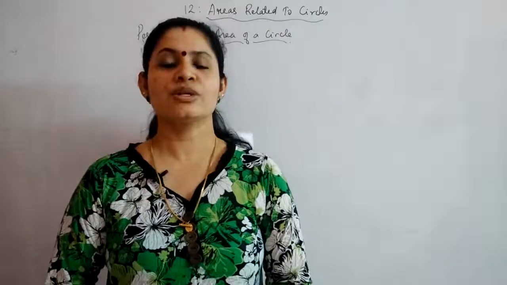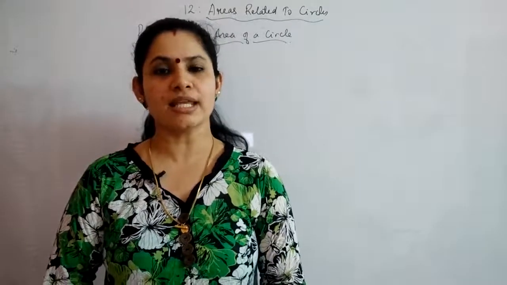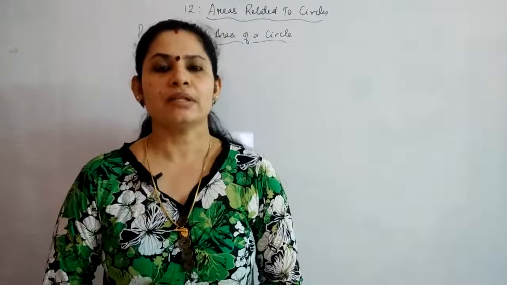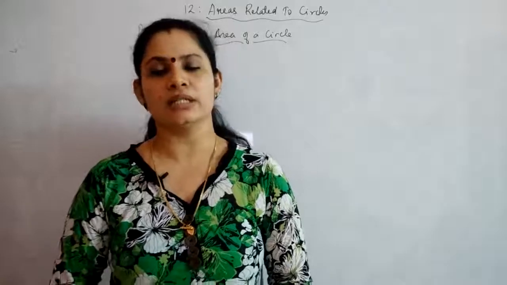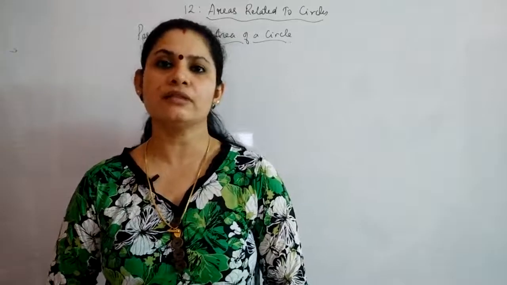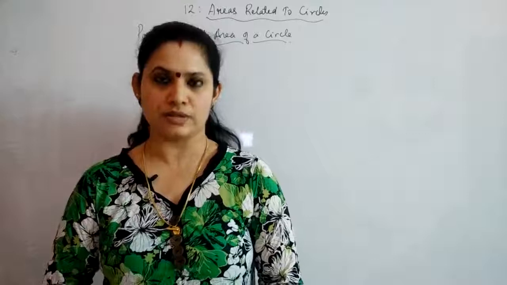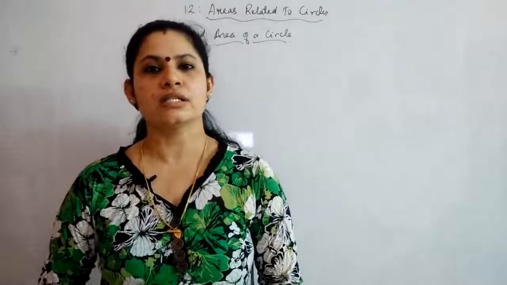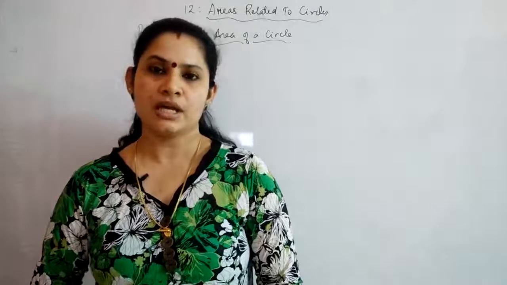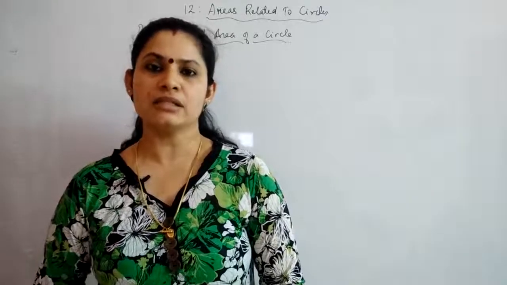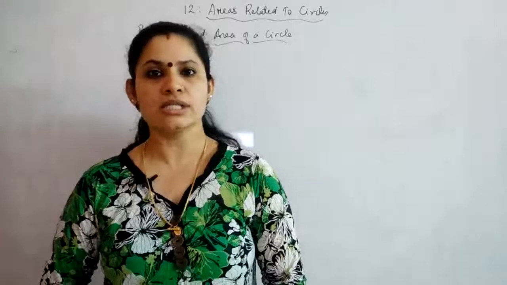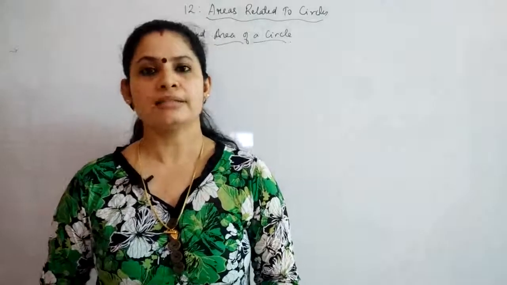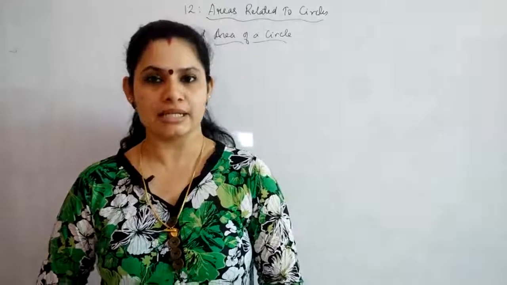Hello everyone, today we are starting a new chapter, which is areas related to circles, chapter number 12. In this chapter, we will be dealing with the perimeters and areas of certain plane figures as well as circular figures. You may come across circular shapes in your day-to-day life, like wheels, bangles, round cakes, brooches, dartboards, circular parts, flower beds, etc.